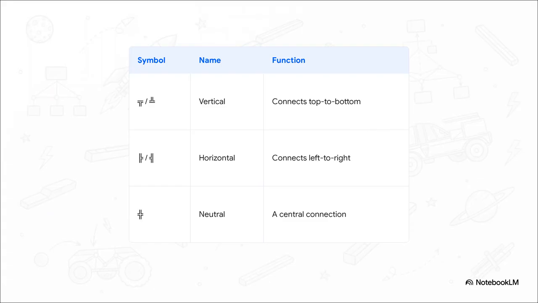So the paper itself uses these specific symbols to map out how all the sticks connect. But honestly, the idea behind them is super straightforward. You've got symbols for vertical connections, top to bottom, and horizontal ones, left to right. And then there's one for a central or neutral connection point. This basically becomes the blueprint, the language for designing the whole thing.